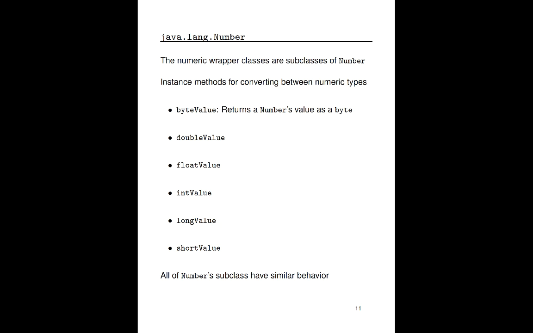As we saw a couple of slides ago, there are wrapper classes for each numeric type in Java, things like int and long and double. And they all descend from a superclass called Number. And so Number has all the methods for converting between the various numeric types. Since all subclasses of Number behave pretty much the same, we'll just look at one of them.